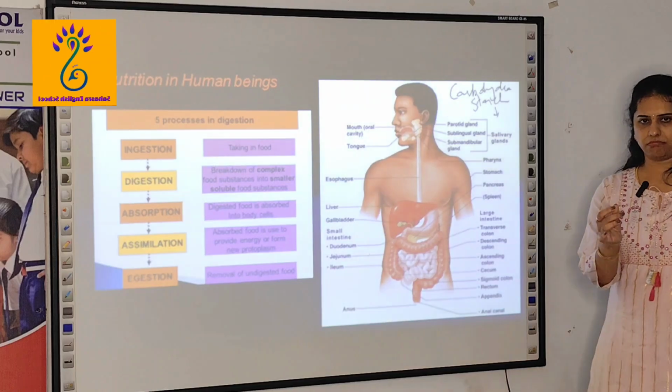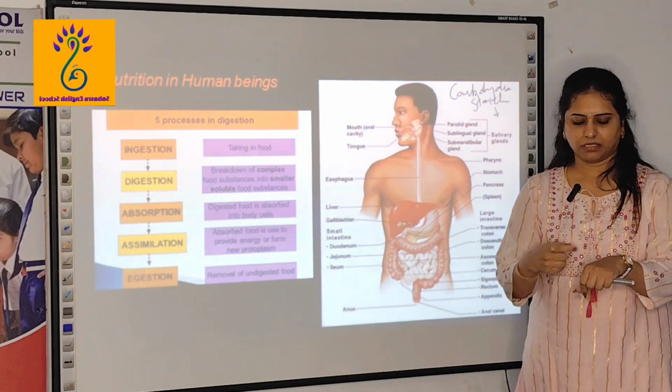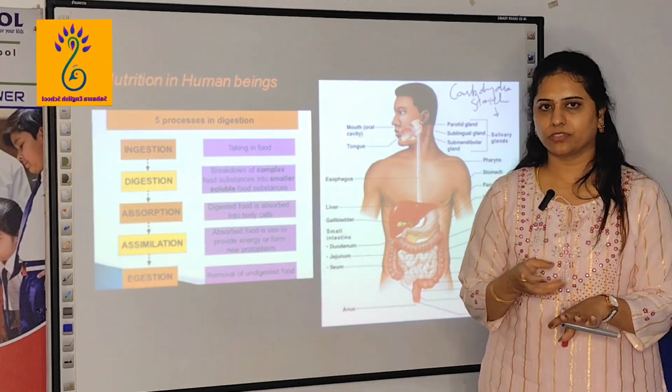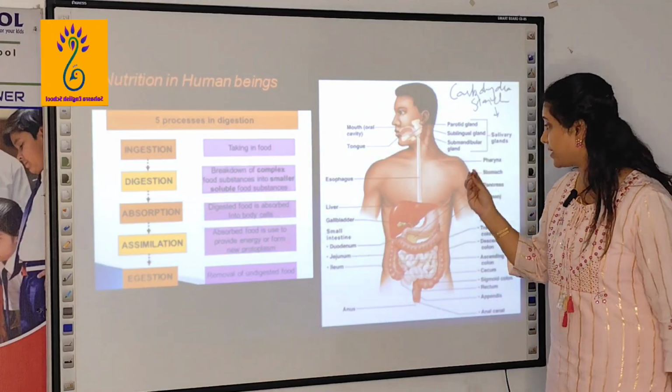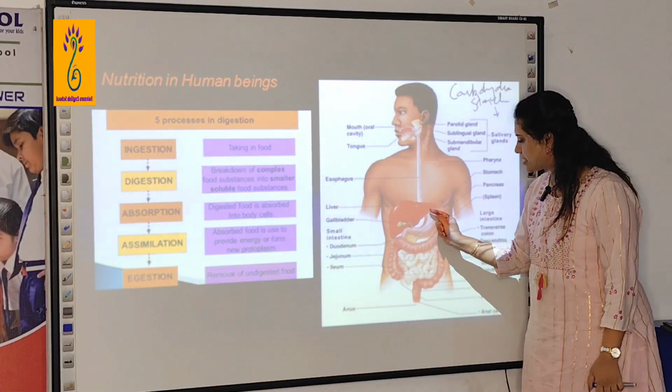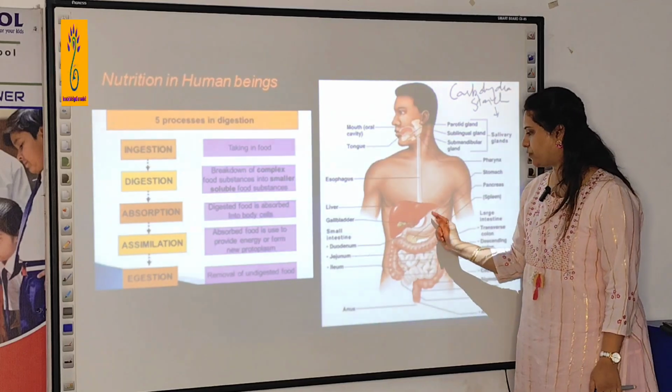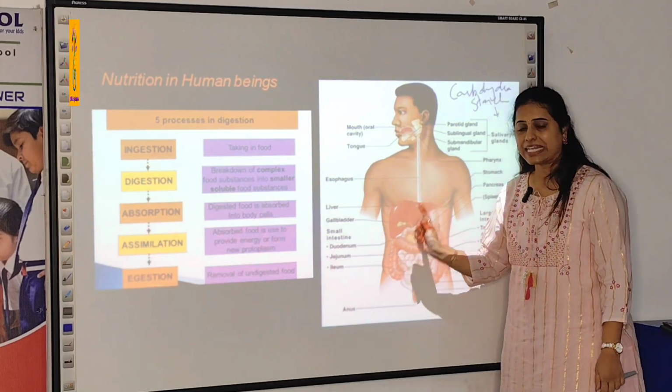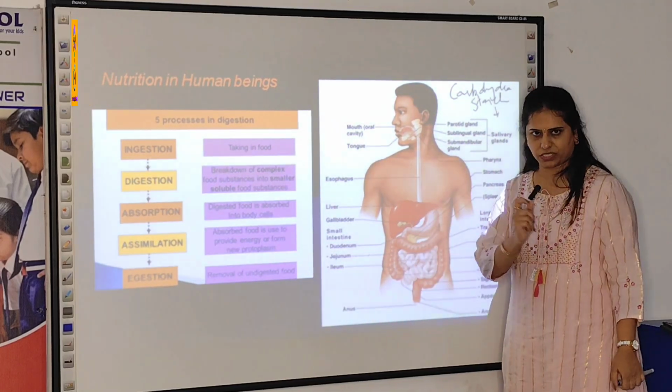If it is acid, it will be burnt. To protect the inner lining of the stomach, it is lined by mucus, which prevents the erosion of the inner lining of the stomach by HCl.